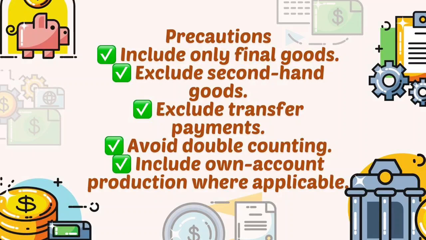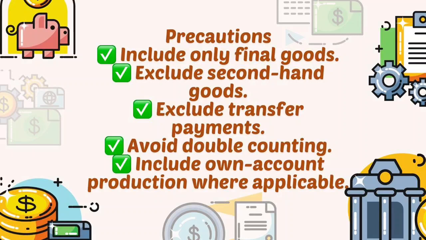Suppose you buy a second-hand car. Has new production taken place? No. The car was counted when it was produced for the first time. So, second-hand goods are excluded. However, if a dealer earns a commission for selling that car, that commission is included because it is payment for a current service. Precaution number 3.